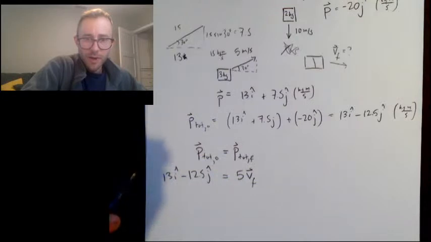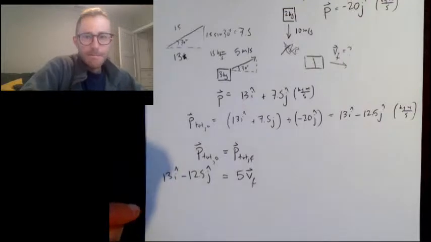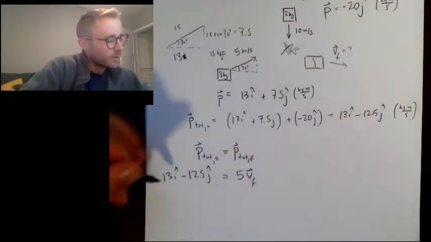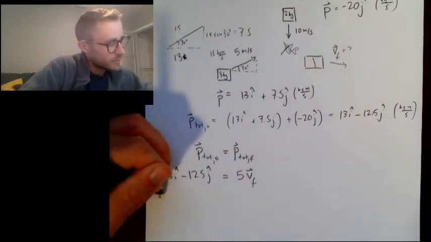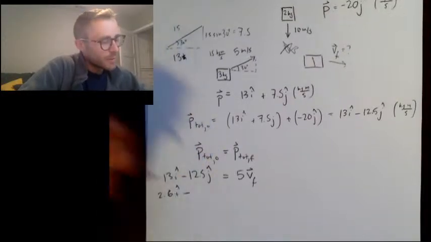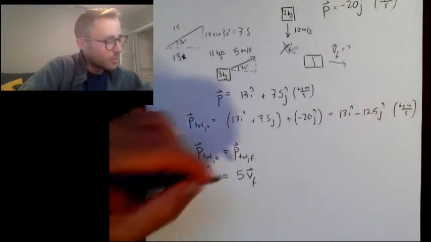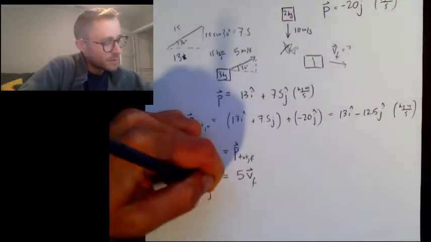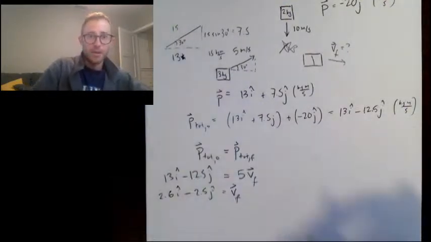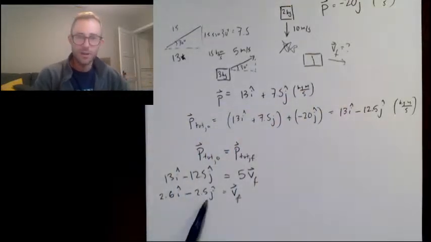So I divide both sides by 5, and so that's going to give me 13 divided by 5 is 2.6. So 2.6i hat minus 12.5 divided by 5, which is going to be 2.5j hat. So this is our final velocity vector. Okay? So we know that when these collide, they're actually going to be headed to the right, and they're going to be going downward.